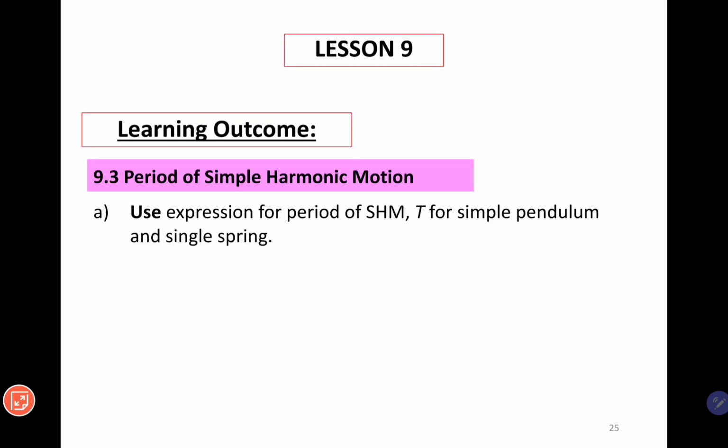For the last subtopic, which is 9.3, we are talking about the period of simple harmonic motion. For this subtopic, students should be able to use the expression for the period of simple harmonic motion for two different cases, which are the simple pendulum and the single spring. No more derivation here. We just use the equation directly. What is the equation of period for these two systems?